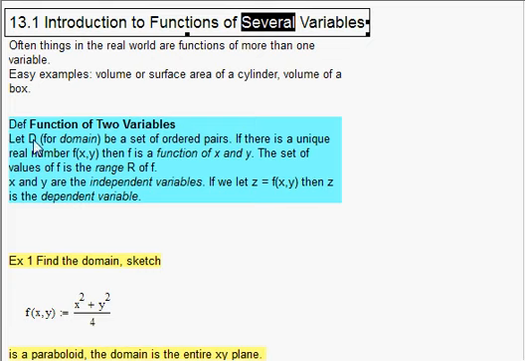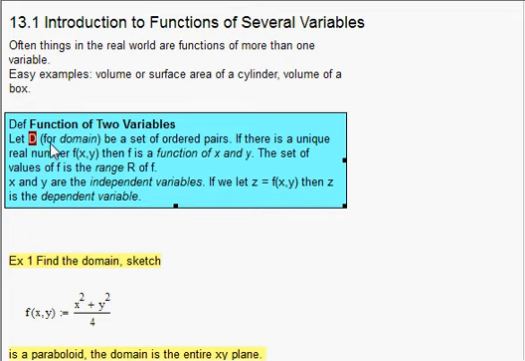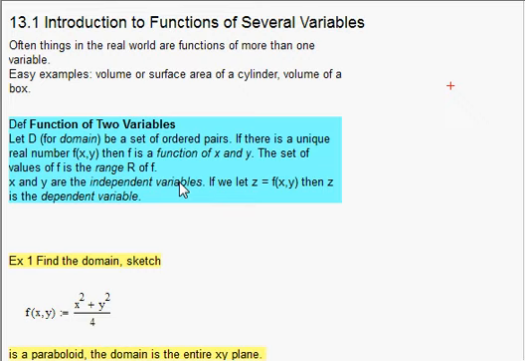So let D, standing for domain, be a set of ordered pairs. That means it's a set of pairs in the xy plane. You can think of it like that. If there's a unique real number, f of xy, then f is a function of x and y. It has to be unique, because if f of xy could go to 2 different numbers, then it's not a function. So if there is a unique number f of xy, then f is a function of x and y.